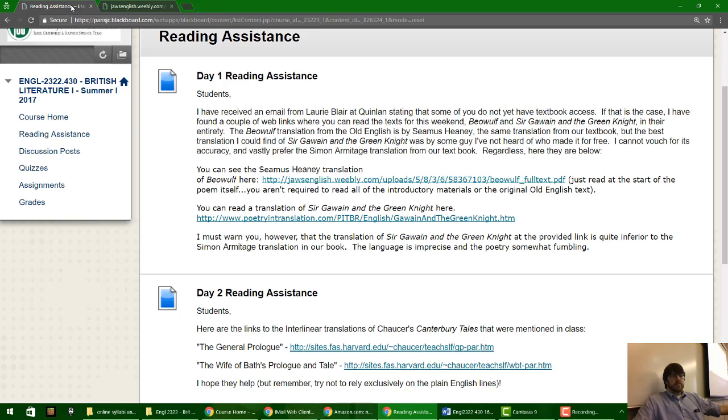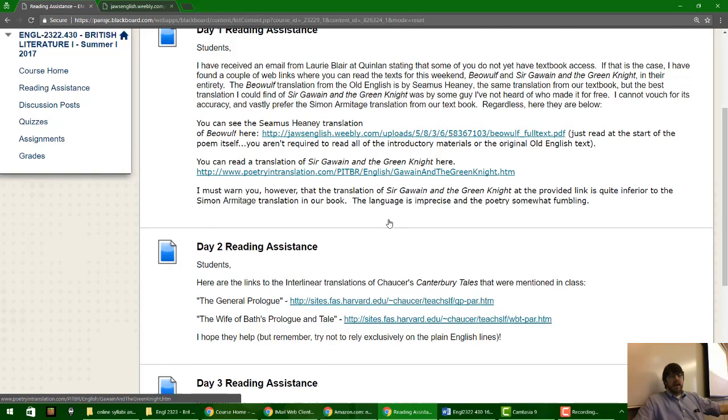And I did not make this available. Somebody has made this available somewhere. I don't know why. This is a translation of Sir Gawain and the Green Knight. It's far inferior to the one that we have in our book. The one in our book is so much more poetic and more descriptive, and I like it a lot better. The other one can be read, but it sucks to me, so I wouldn't.